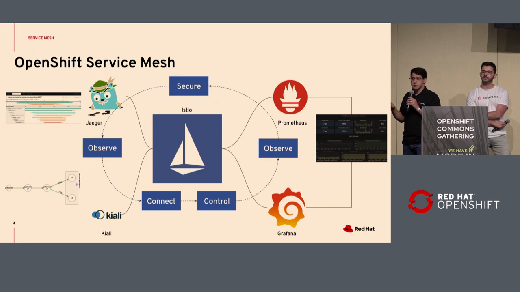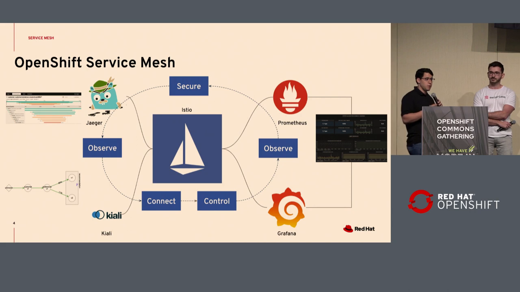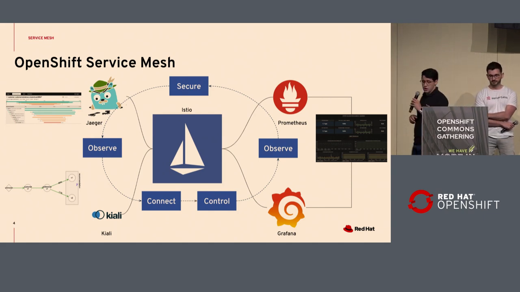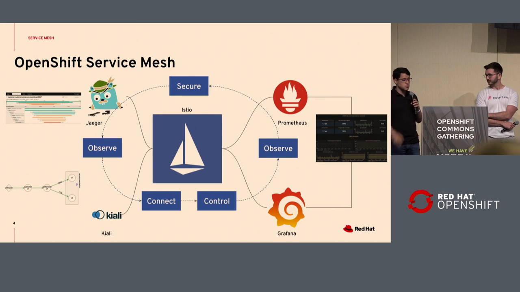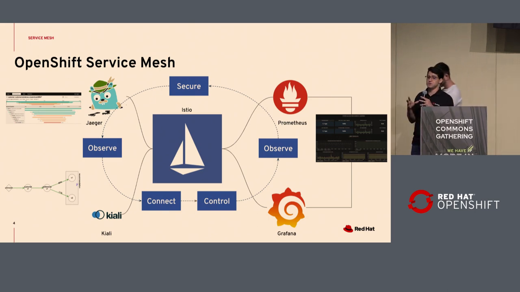We at OpenShift have the OpenShift Service Mesh, which is built on top of Istio, but it's not only using that. You have a bunch of different components as well. For example, you have Jaeger. There is Prometheus for observability and monitoring. You have Grafana as well, and Kiali. So the packaging of all these different projects and all these different technologies is what we call the OpenShift Service Mesh.